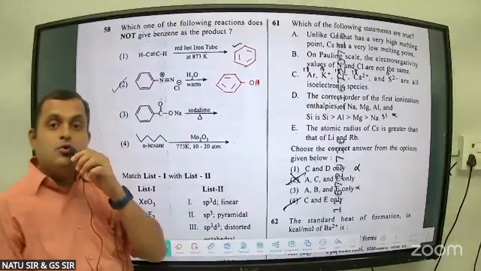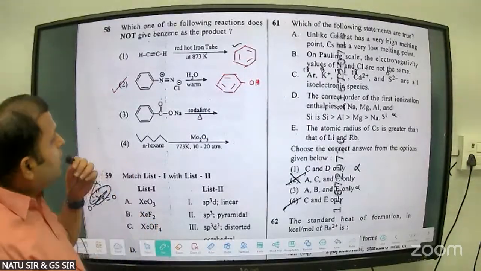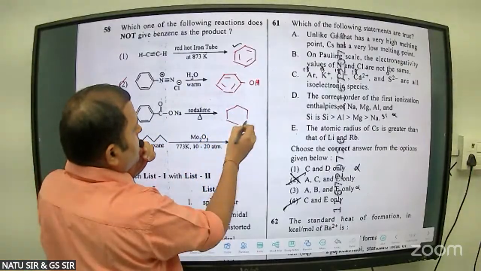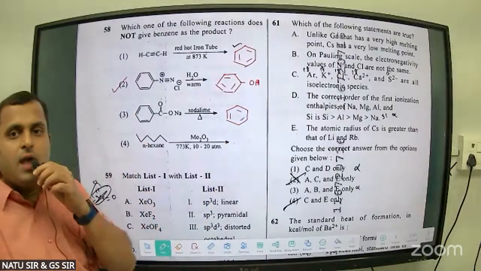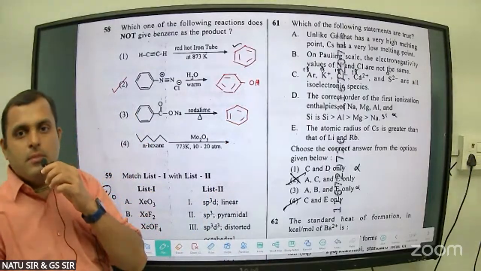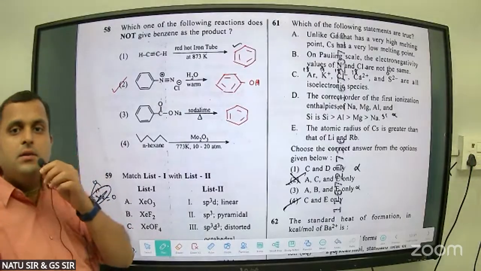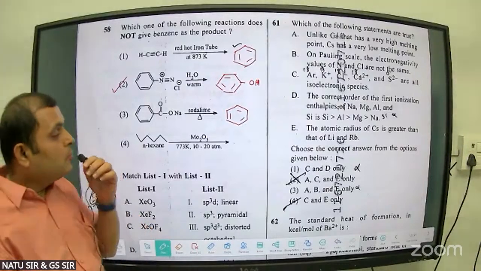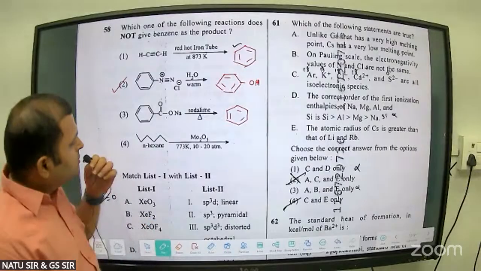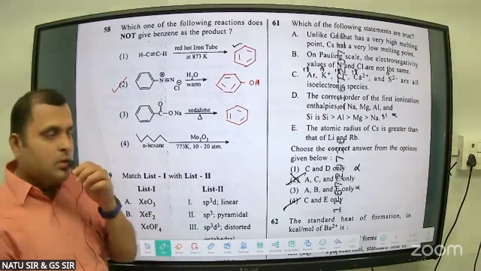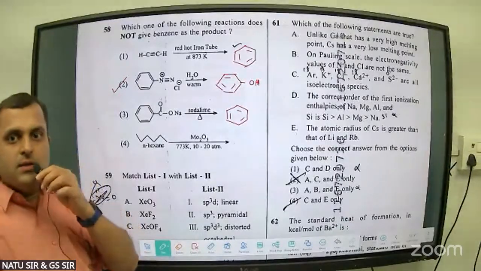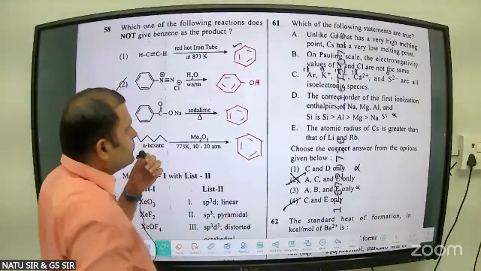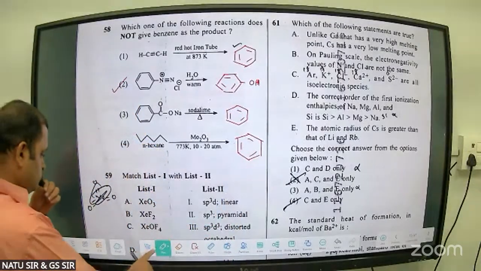Third one is soda lime decarboxylation, right? So that will give benzene as a product as expected. And the fourth reaction is aromatization, which is also known as reforming. So when hexane is passed over either Mo2O3 or Cr2O3 supported over alumina, at very high temperature and high pressure, it undergoes dehydrogenation reaction and gives benzene as a product. So answer comes as option 2.